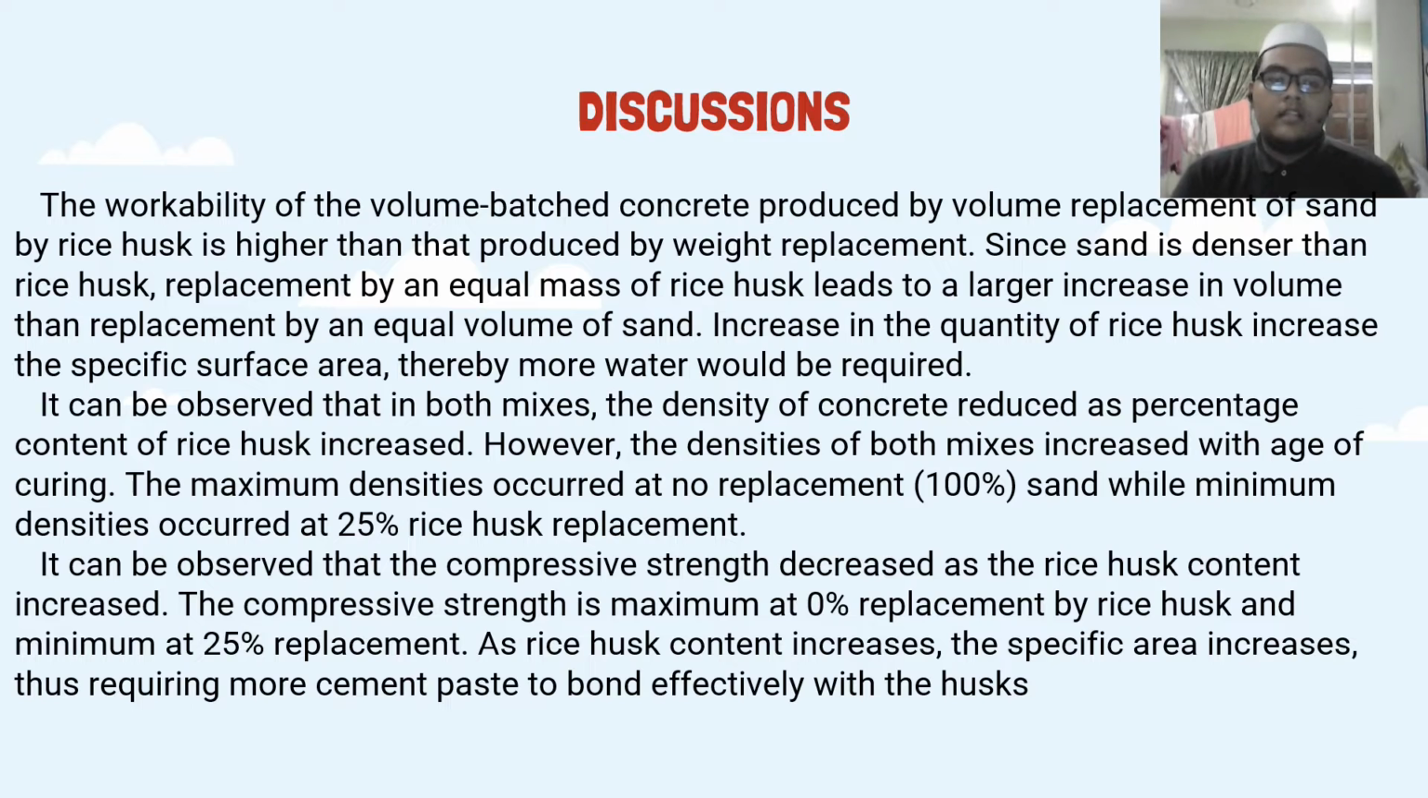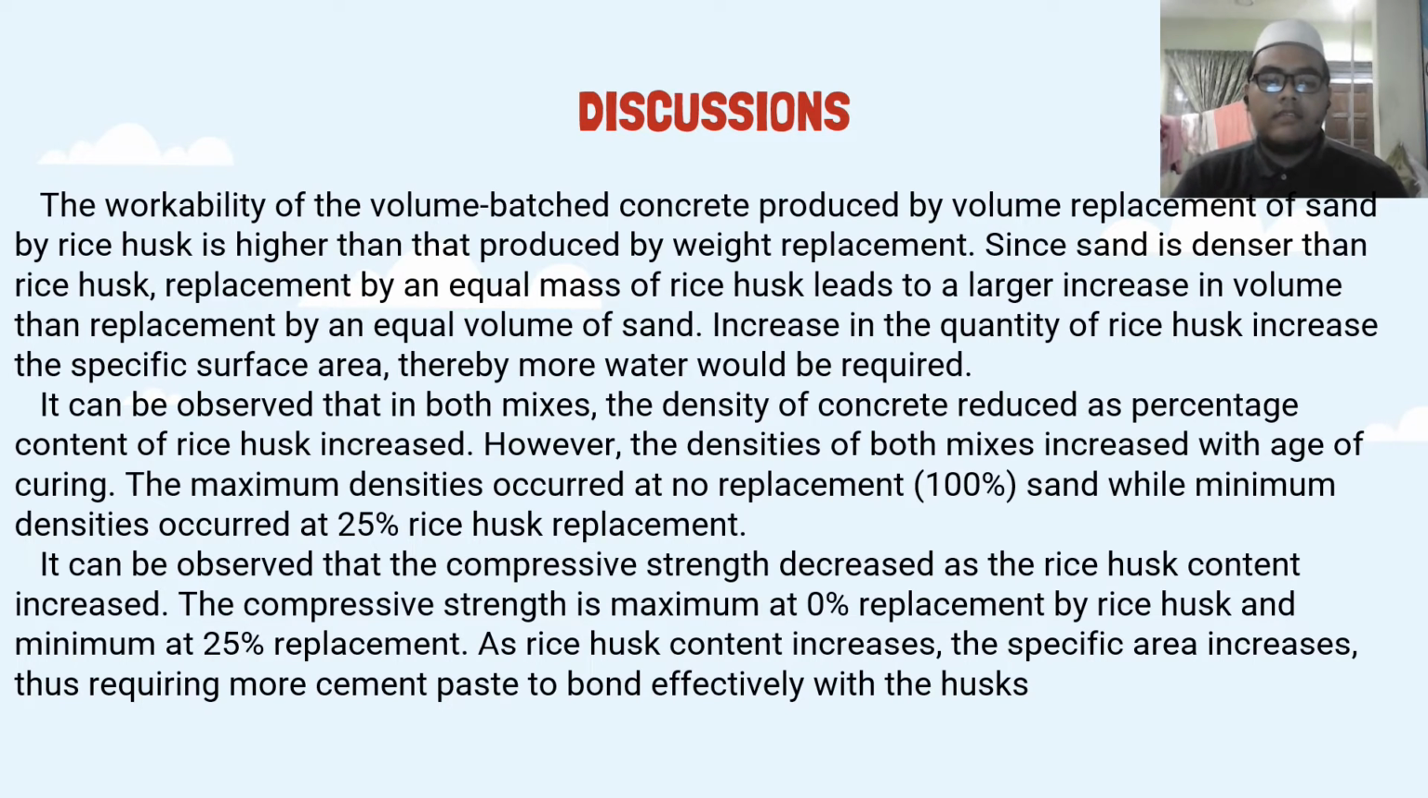Discussion. The workability of the volume-based concrete produced by volume replacement of sand by rice husk is higher than that produced by weight replacement. Since sand is denser than rice husk, replacement by an equal mass of rice husk leads to a large increase in volume, compared to replacement by an equal volume of sand. An increase in the quantity of rice husk increases the specific surface area, thereby more water would be required.